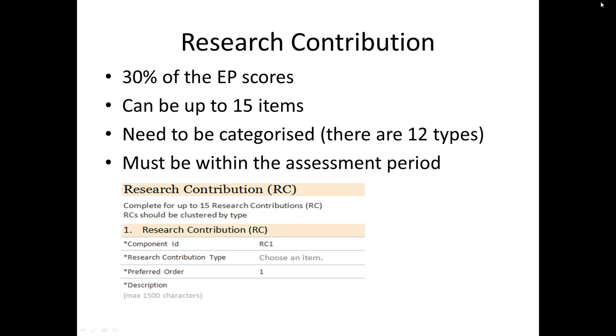The order of assessment, they should be grouped together so that they make sense. Now, not all 12 types are required, but for a high score, panels would expect to see both esteem and contribution examples, and ideally community and/or end user impact should also be included as research contribution types.